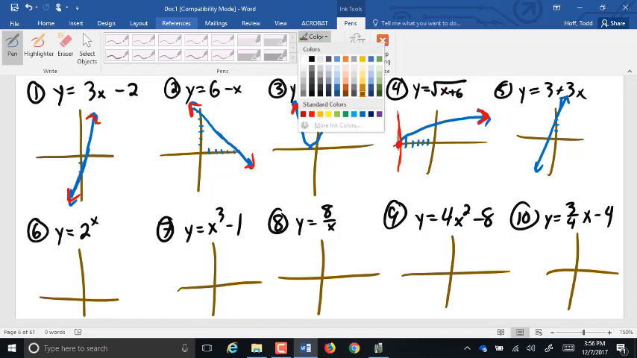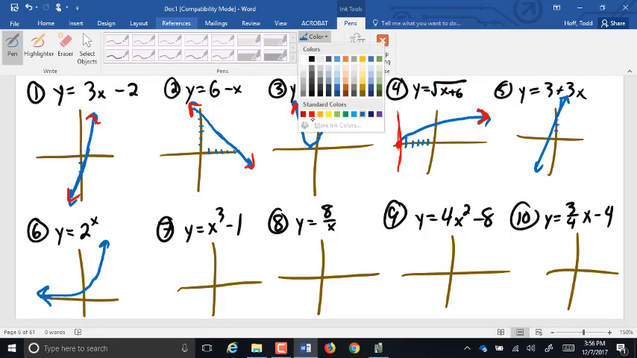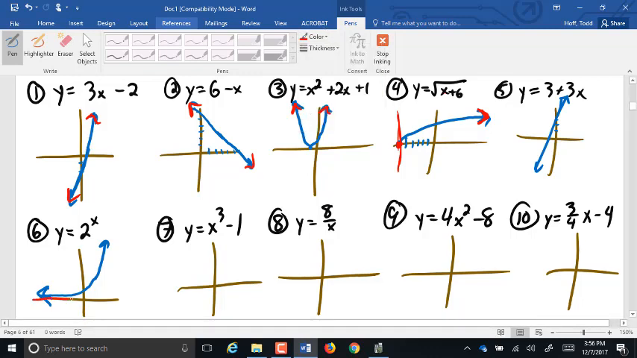Number 6, y equals 2 to the power of x. Looks like that. That's actually called an exponential curve. Now, again, this has some limits. You'll notice this never goes below here, no matter how small x gets. x could be negative 200. It's still going to be a little bit more than 0. It'll never equal 0 or be smaller than 0. That's called an asymptote.